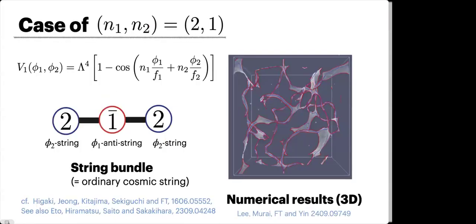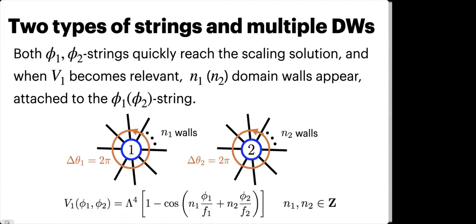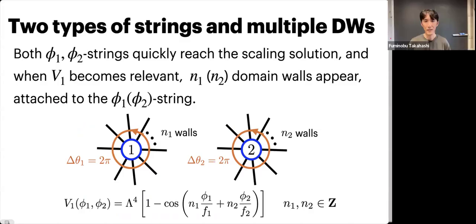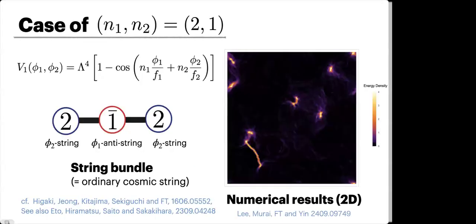Sorry, I couldn't understand this kind of string bundle configuration well. So in the previous slide, you said if we focus on the phi2 string, phi1 is constant and vice versa. But if you look at this configuration, please go to the next page. Let's say if we focus on the left phi2 string, how does the phi1 field go around the phi2 string?